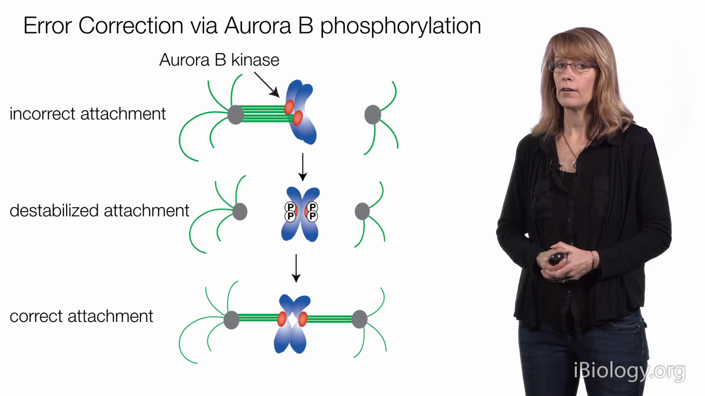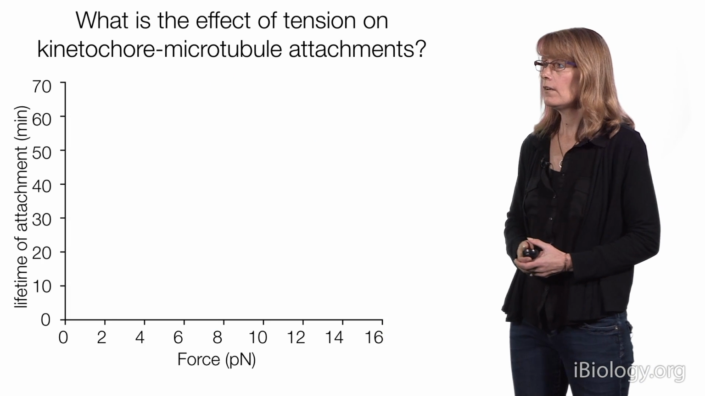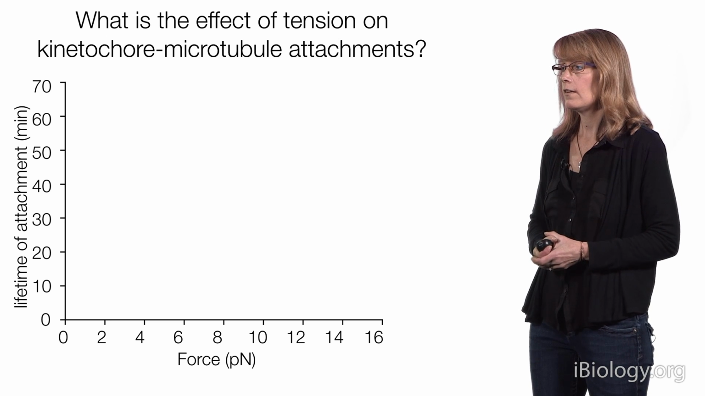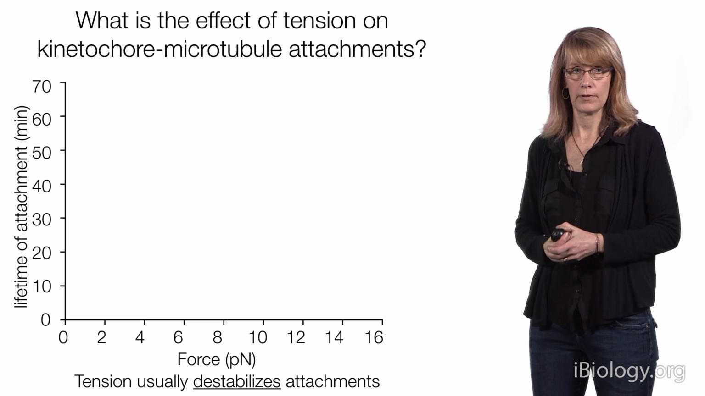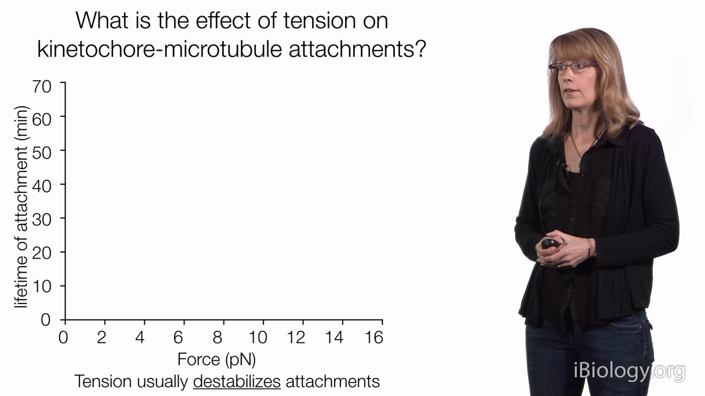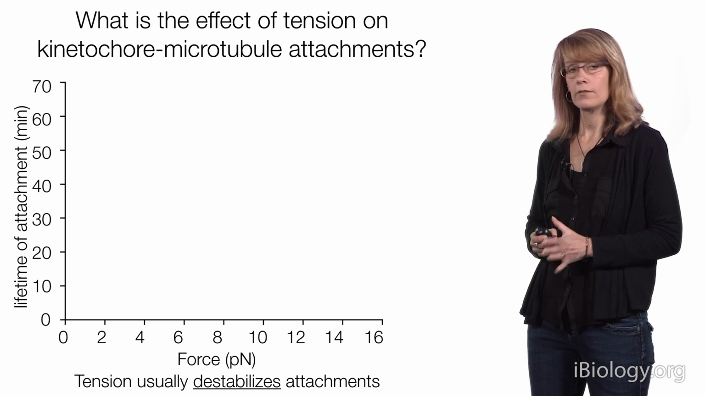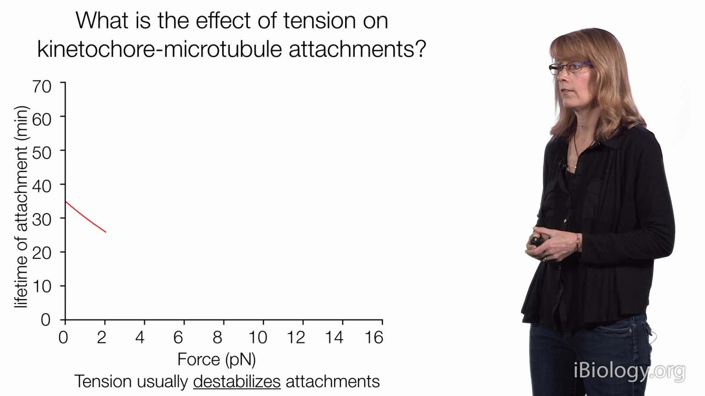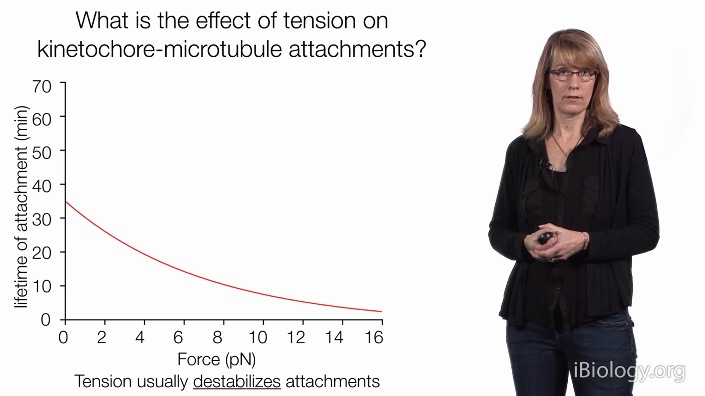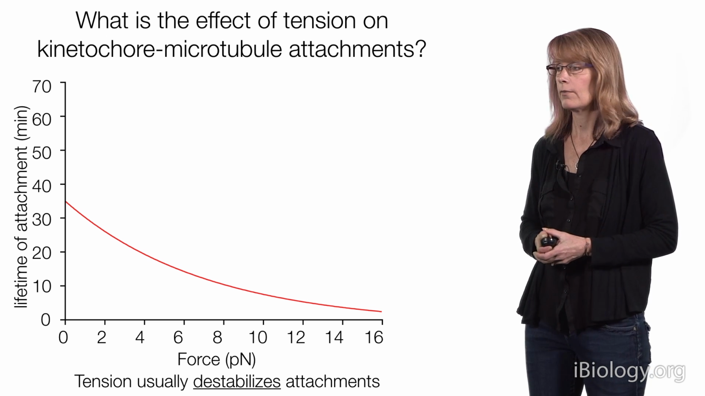However, as I told you, our kinetochores don't have any Aurora B, so we weren't sure how they would behave under tension. So we decided to ask what the effect of tension on kinetochore-microtubule attachments is. The idea here is, you know that tension usually destabilizes attachments. So if we monitor the lifetime of the attachment at a range of different forces, how do the kinetochores behave? Now, for a typical protein-protein interaction where tension usually destabilizes it, the curve would look like this. As you increase the force, the lifetime of the attachment would decrease. And that's what we expected would happen because we were missing the Aurora B kinase on our kinetochores.